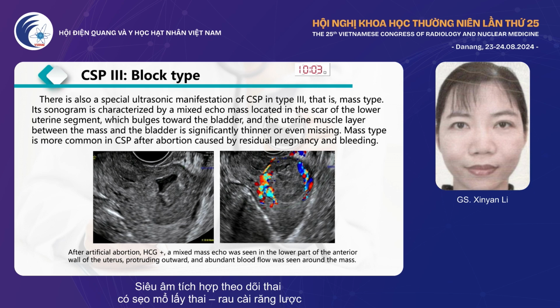This is a special manifestation of CSP in type 3, that is mass type. It is characterized by a mixed mass located in the scar, which bulks towards the bladder, and the myometrium is significantly thinner or even missing. The mass type is more common in CSP after abortion, caused by residual pregnancy and bleeding.